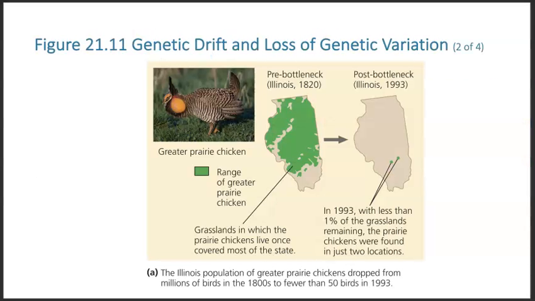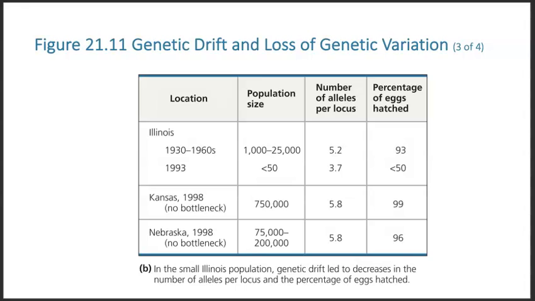So this is just a map of where the prairie chickens were found before the bottleneck, and then farming happened. These were two tiny little populations in 1993, where there were some prairies existing and just those two locations. So a huge drop in environment caused a drop in the population size. So again, we can look at just some raw data here.